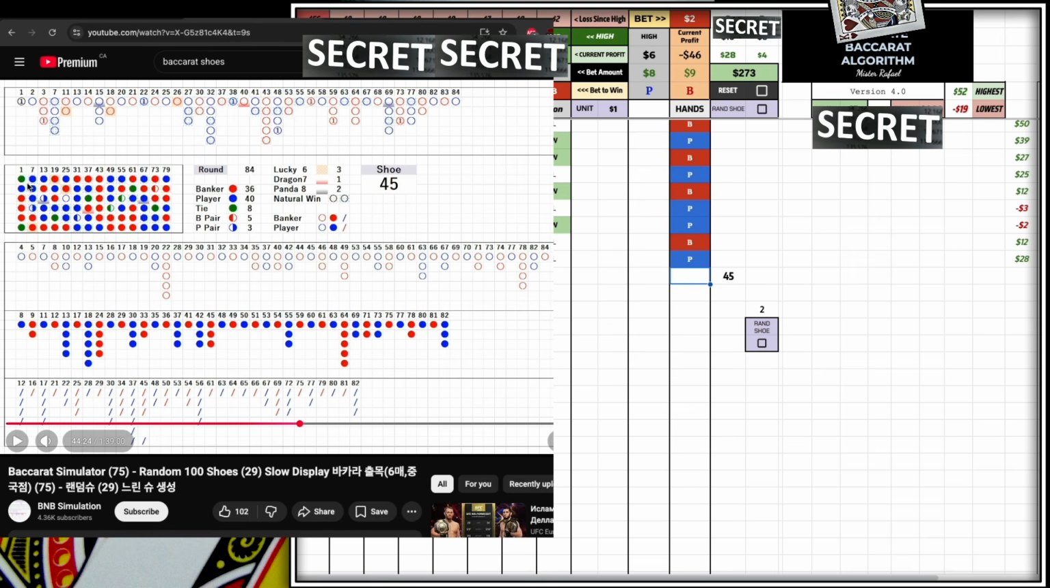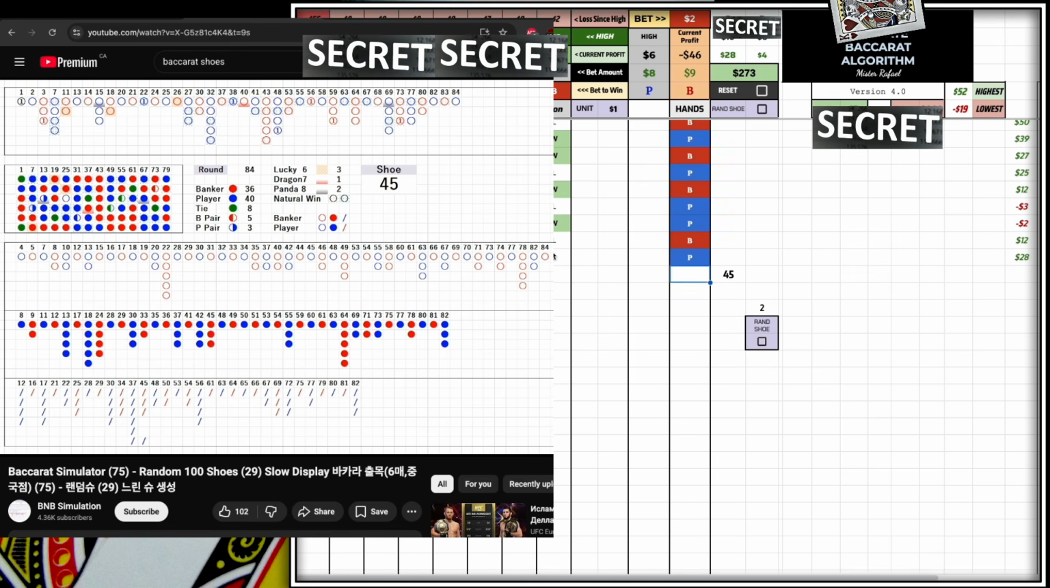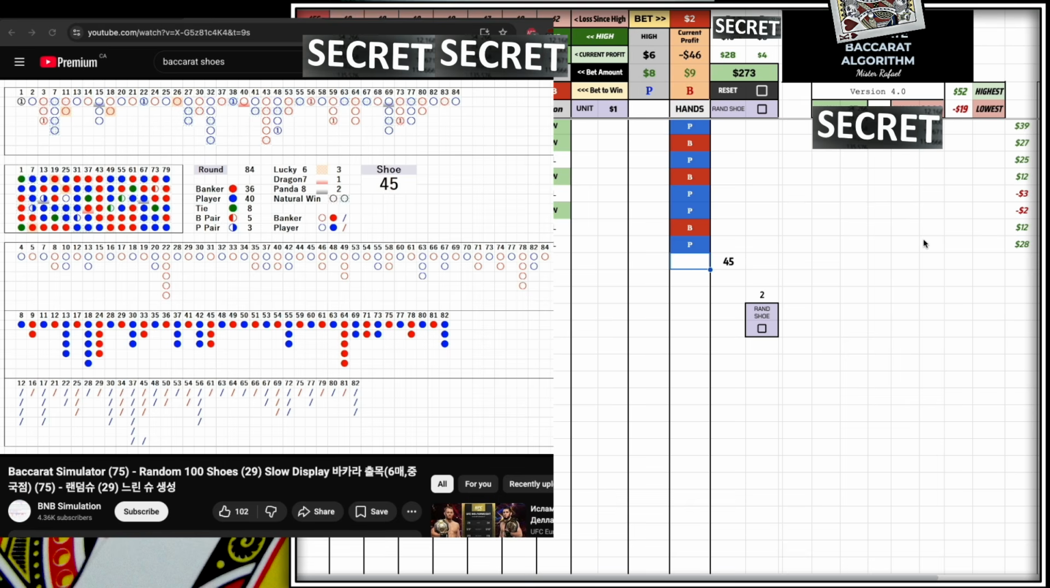All right, again, if you're following me, first result of this shoe is a tie. All right, so we're going to enter player as the first result. Shoe 45, here we go.